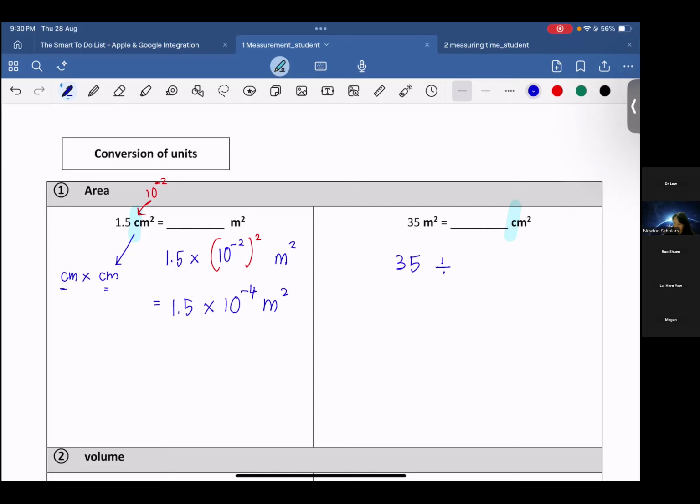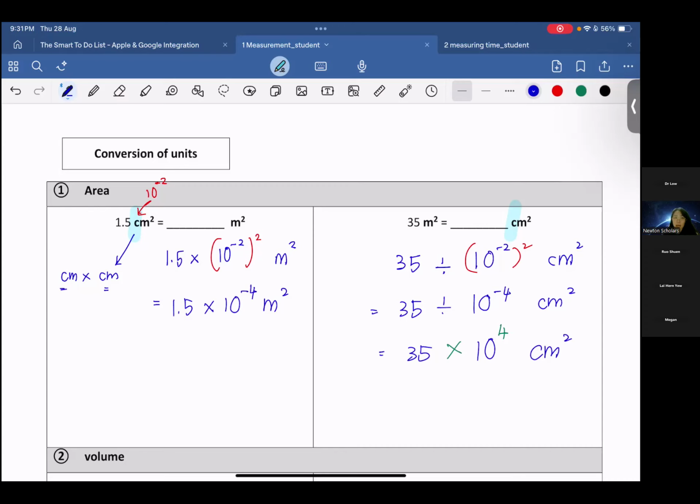So 35 divided by C, 10 power of negative 2. Again, the unit is cm square, so I should square it to get cm square. So 35 divided by 10 power of negative 4 cm square. If I want to convert it into times, I can: 35 times 10 power of, now negative 4 becomes 4, cm square.